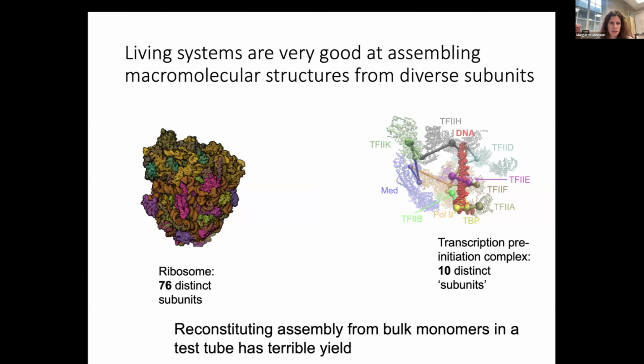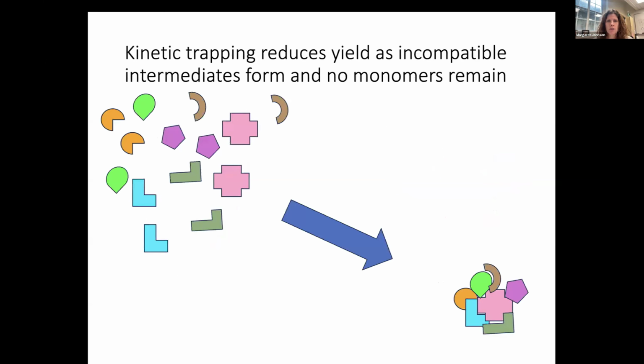If you take all of these subunits and try to reconstitute them in a test tube, right, which is what anybody who does structural biology often tries to do, the yield is truly terrible. You get basically no ribosomes, none of these initiation factors that are important for DNA transcription. And one of the big reasons for that is called kinetic trapping.